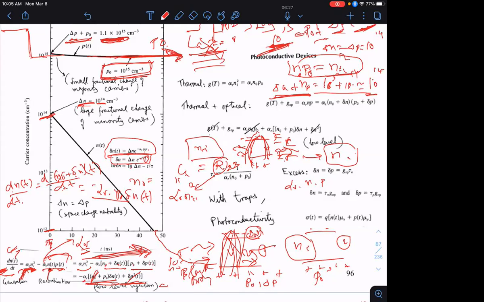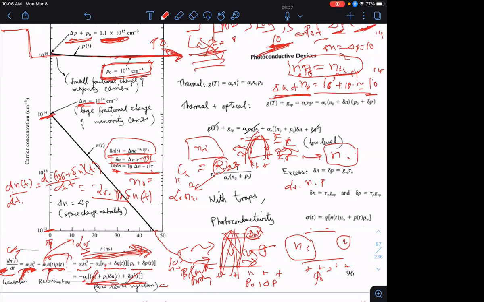Now here in this particular plot, I'm plotting it on a semi-log scale. So I'm actually plotting log of delta n as a function of time. If I take the logarithm of this, you get a straight line with a slope of 1 over tau. Everybody with me?